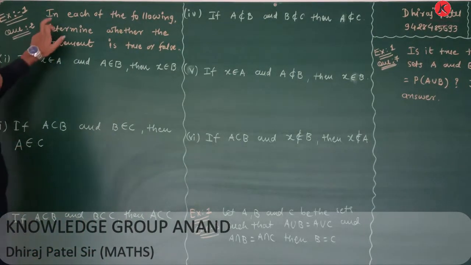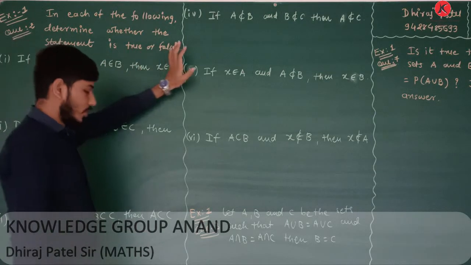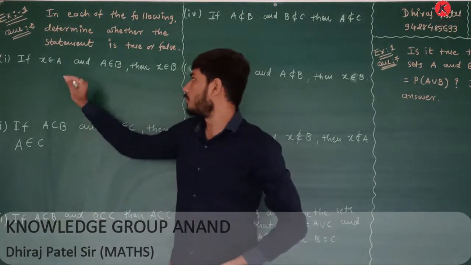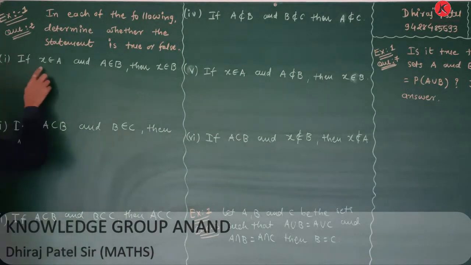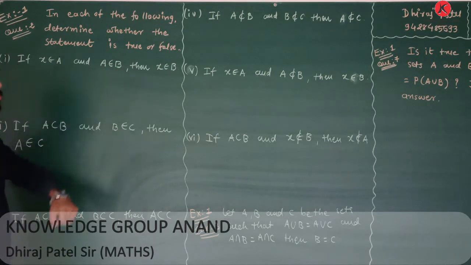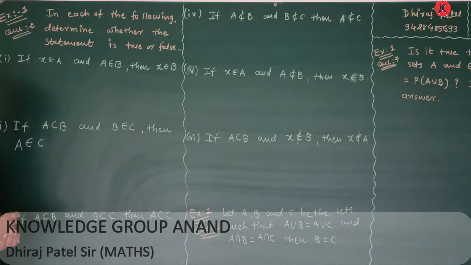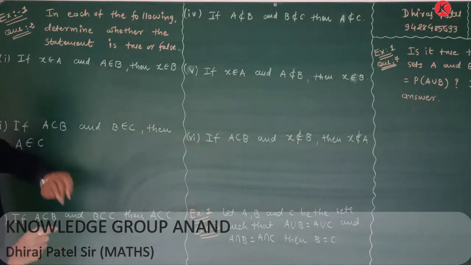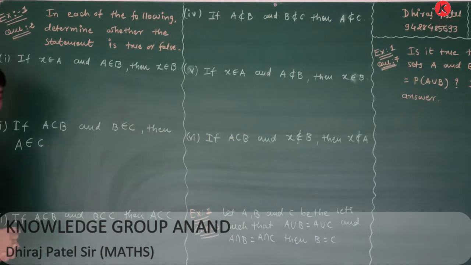So the question is, in each of the following, determine whether the statement is true or false. Now we are going for the first question. If x belongs to A, what do you mean by x belongs to A? The x is the element of set A, and A belongs to B. What do you mean by A belongs to B? A is the element of set B. Then x belongs to B.